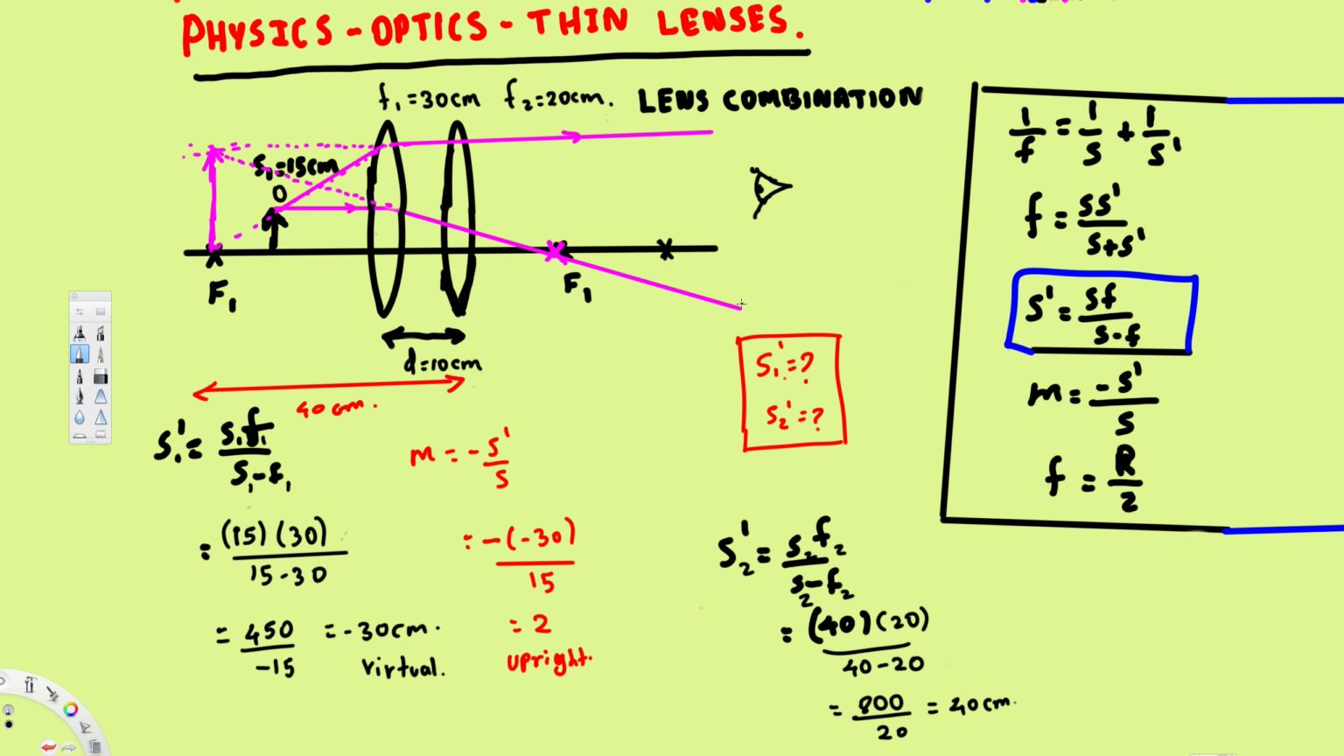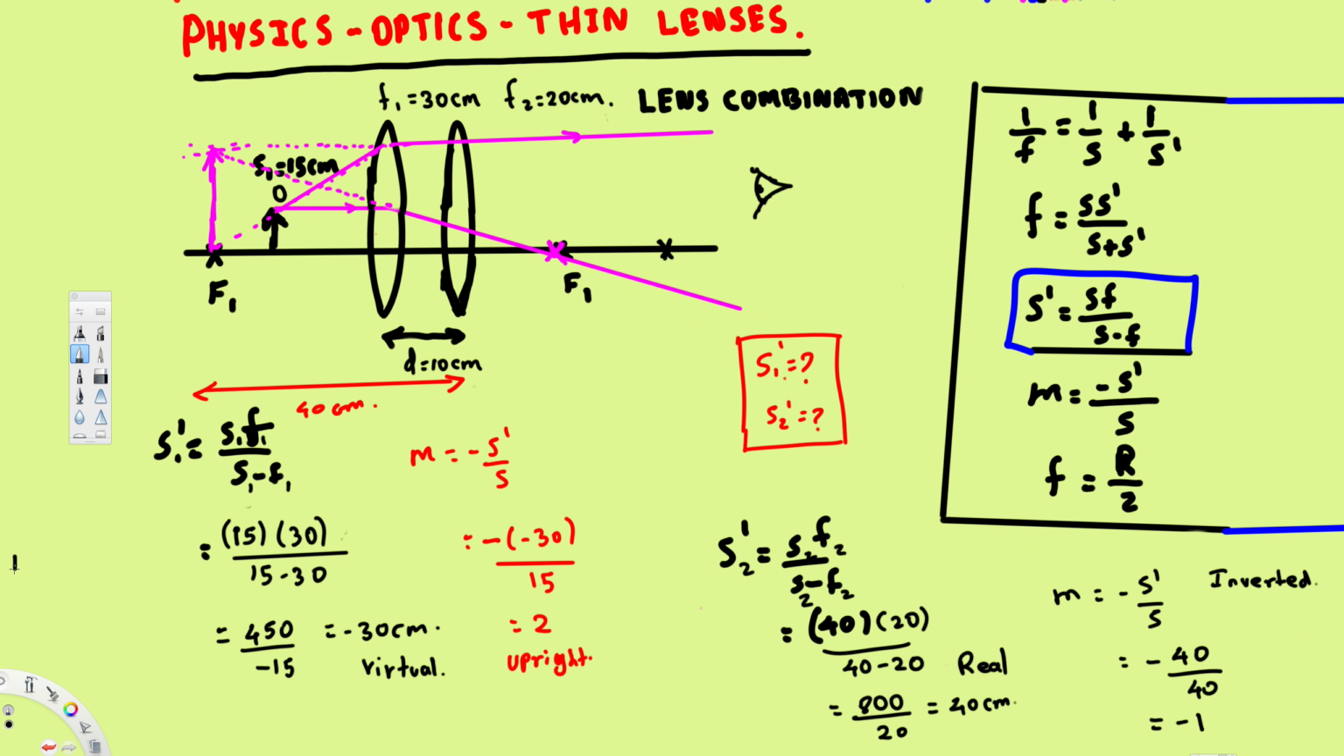Now to find whether it is upright or inverted, we can use the magnification equation and figure it out. So m is going to be negative s prime over s, and s prime we found out right here, that is 40. And this is real, right? So this is going to be negative 40 over the object distance. We found out that is 40. So negative 40 over 40, that's going to be negative 1. So this means this image is inverted, and this is actually exactly the size of the first image we had. This magnification is related to the first image because we are treating the first image as the object.